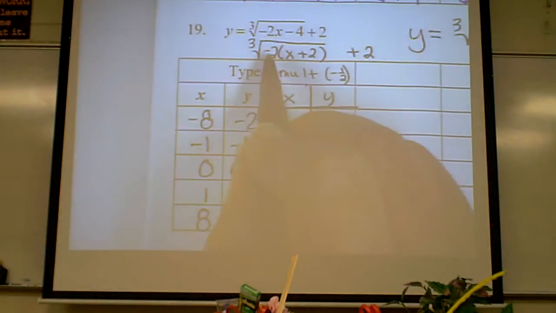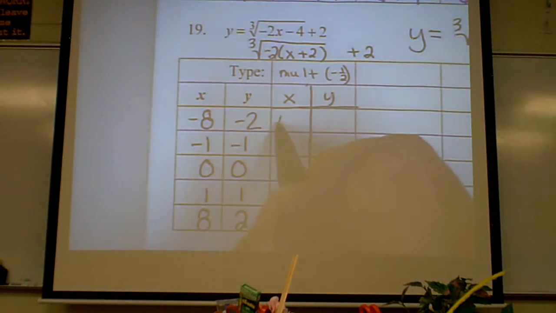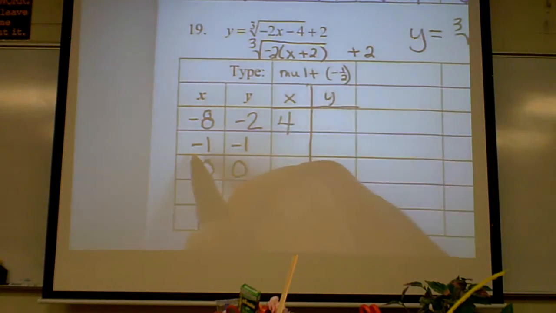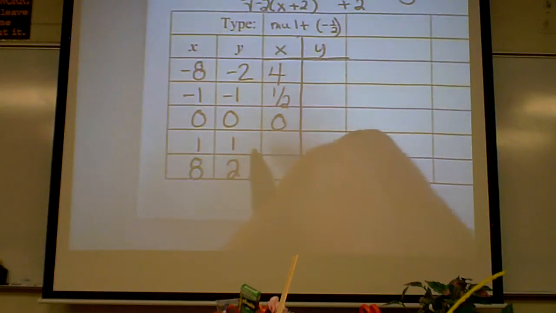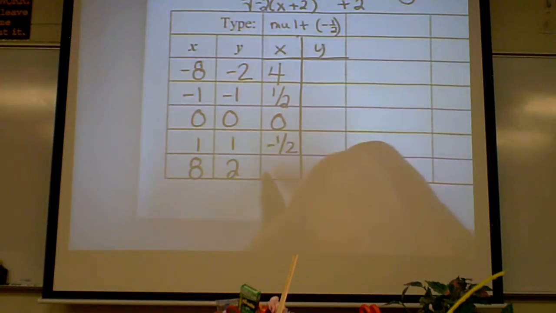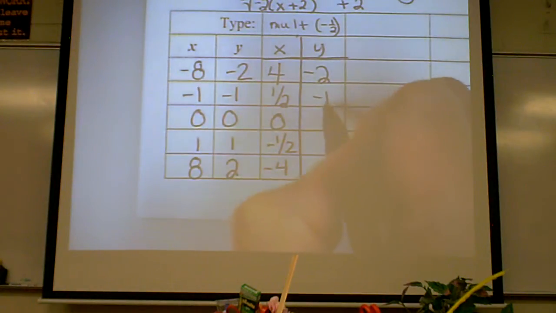So what's -1/2 of that? 4. What's -1/2 times this? Half. What's -1/2 times 0? 0. What's -1/2 of this? -4. What do you do to the y values? You leave them alone.